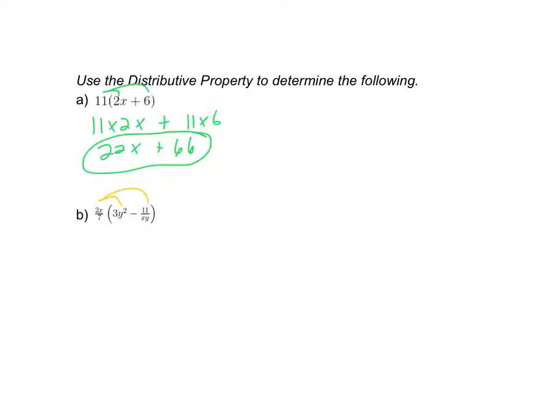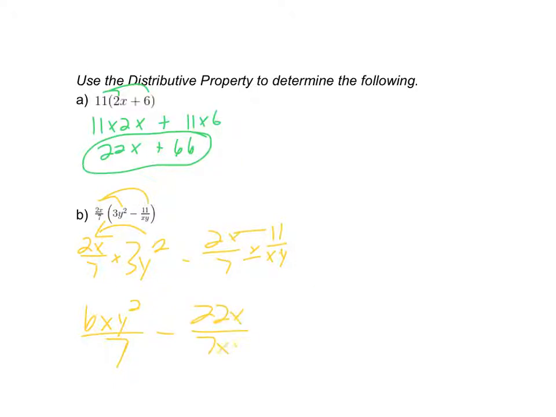A little bit more complicated problem here. I'm going to distribute the 2x over 7. So I've got 2x over 7 times 3y squared. And I've got 2x over 7 times 11 over xy. When you multiply a fraction by a whole term, you only multiply the top. So I'm going to take 3 times 2 and get 6xy squared over 7. And here, multiply it straight across. 11 times 2x is 22x. 7 times xy is 7xy.